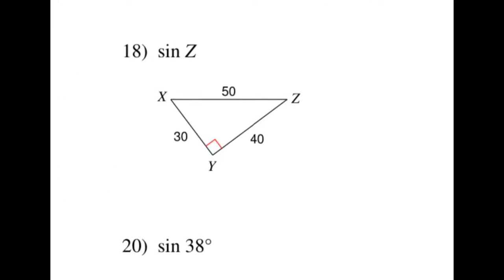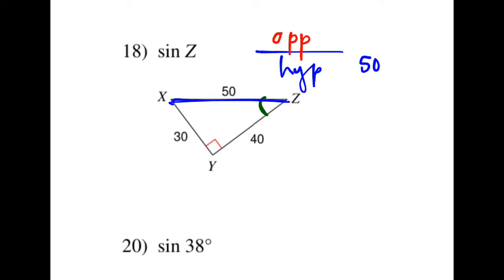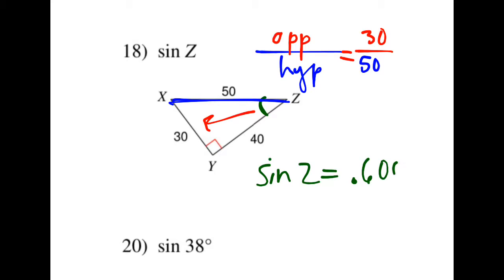All right, number 18, sine of Z. Here is my angle. Hypotenuse is the longest side. We already know that. The sine is the opposite over the hypotenuse. So the opposite of angle Z is 30. So this should be 3/5 or 0.6. Sine of Z is equal to 0.6, and add your zeros just because of what it asks us to round. You wouldn't have to do that every time.